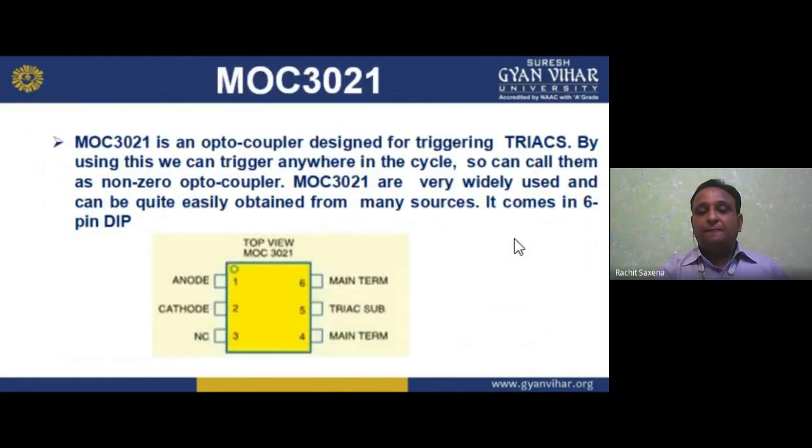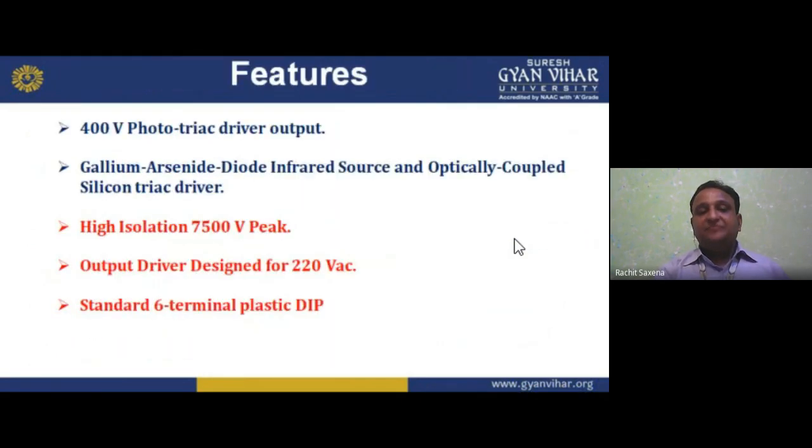Now, these are the features. 400-volt track driver output. A gallium arsenide diode infrared source with an optically coupled silicon track driver. High isolation, 7500 volt peak. Output driver designed for 220 volt AC. Standard 6-terminal plastic package. Okay, I hope you understand.